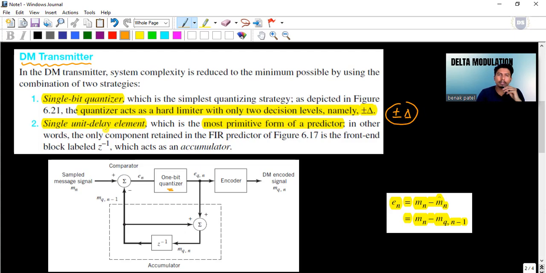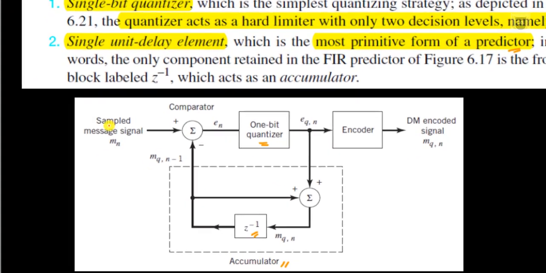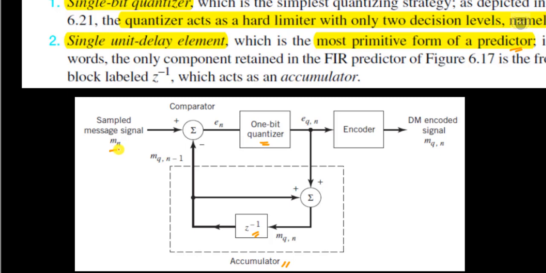The second component that we require is a single unit delay element. This is the most primitive form of a predictor, and we can also call this primitive form of predictor an accumulator. All it involves is a delay element within itself. Here we take the sampled message signal m[n] and feed it to a summer. Along with these two components, we also need two summers, or adders, wherein for the first summer we pass the sampled message signal directly, and the other signal to it is the predicted output.